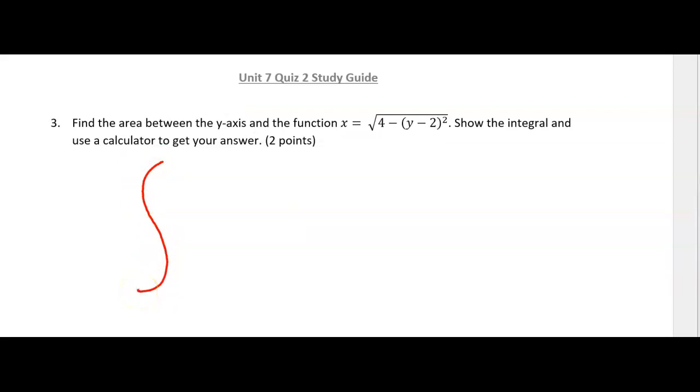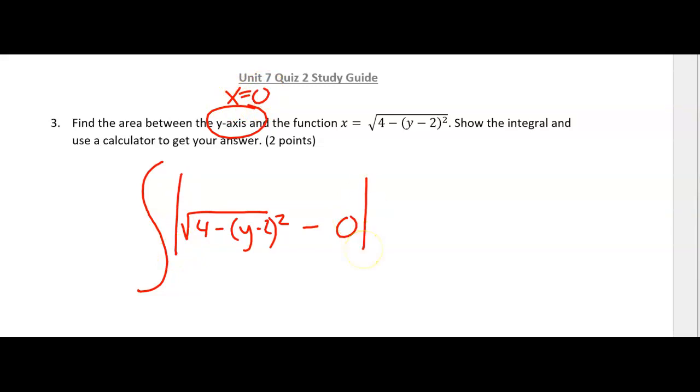We're going to have one of my functions here, and then the y-axis, like I said, that's just x equals 0, so that's going to be 0 there, and then I'm going to put absolute value bars on it like that. Okay, put parentheses around my functions.